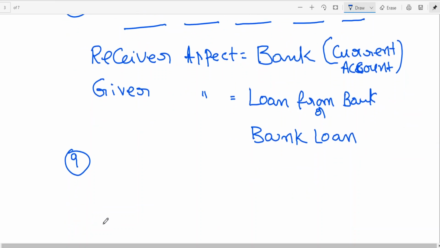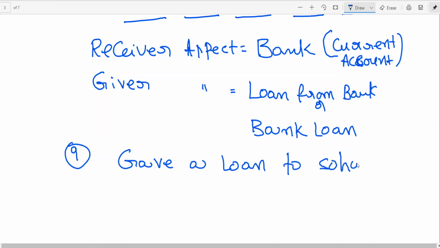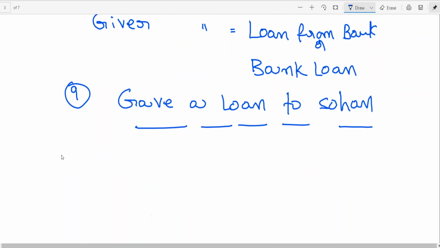Now, similarly, business also can give a loan. Business won't be giving a loan to the bank. Now, gave a loan to Sohan. Somebody wants a loan from bank. Business has given a loan. In the previous example, business has taken a loan. Now business is giving a loan to somebody. So who is the receiver? Sohan. Here I write loan to Sohan.